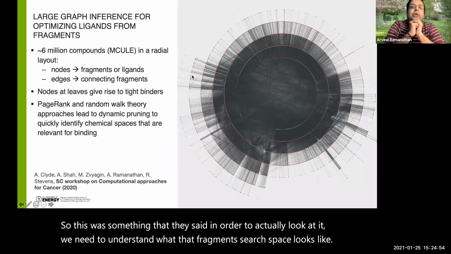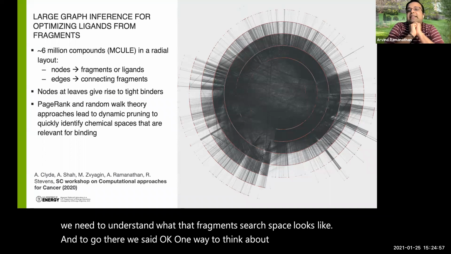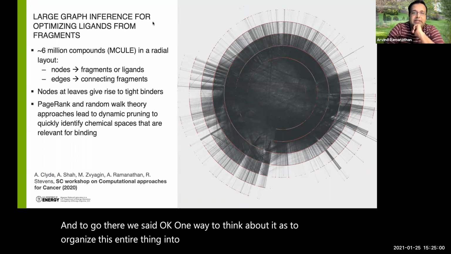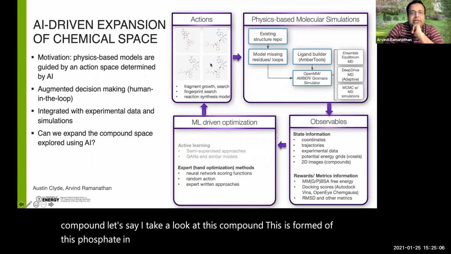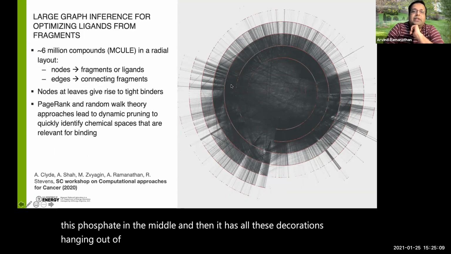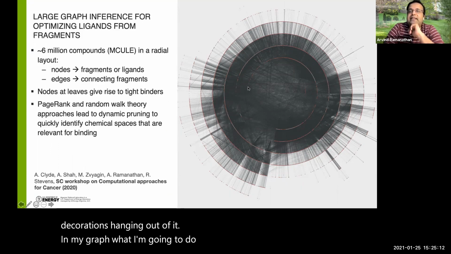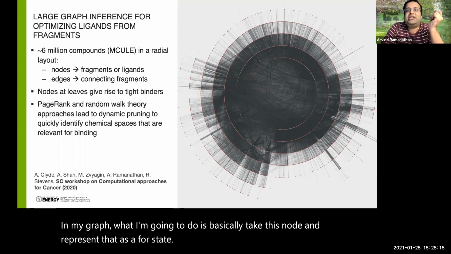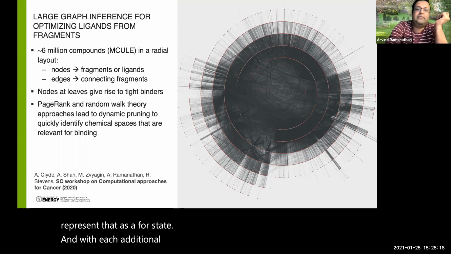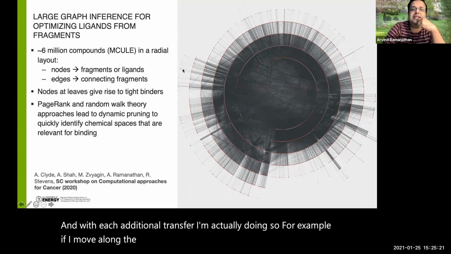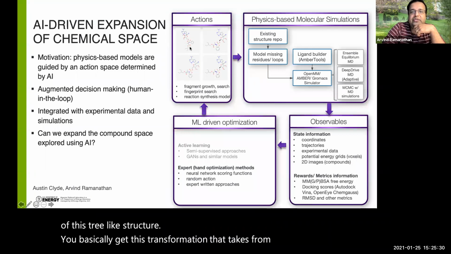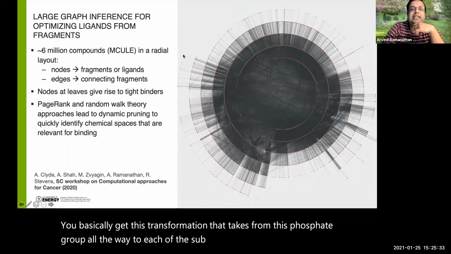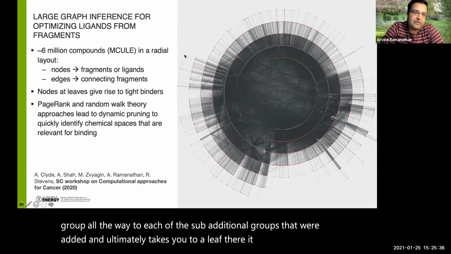And to go there, we said, okay, one way to think about it is to organize this entire thing into a graph. So if you think of this compound, let's say I take a look at this compound. This is formed of this phosphate in the middle, and then it has all these decorations hanging out of it. In my graph, what I'm going to do is basically take this node and represent that as a phosphate, and with each additional transformation I'm doing, for example if I move along the edge of each of these towards the leaf of this tree-like structure, you basically get this transformation that takes you from this phosphate group all the way to each of the sub-additional groups that were added, and ultimately takes you to a leaf where it is the final compound.